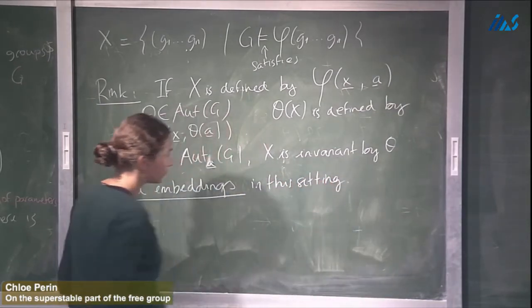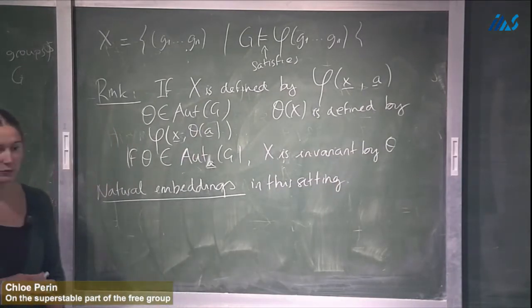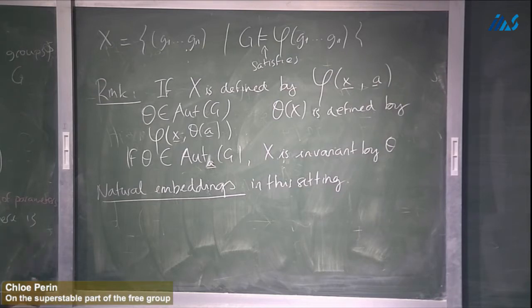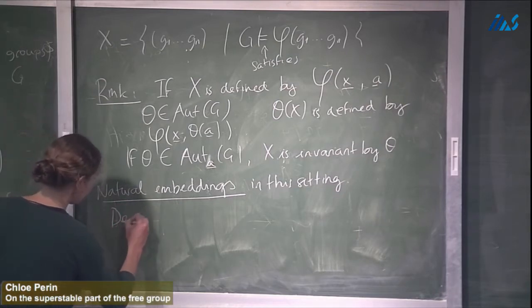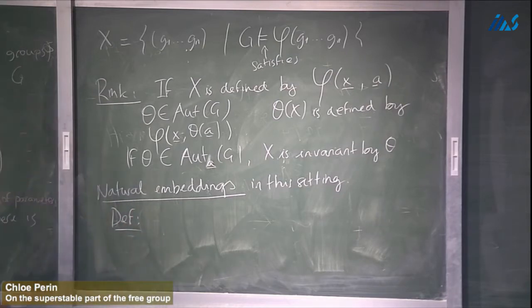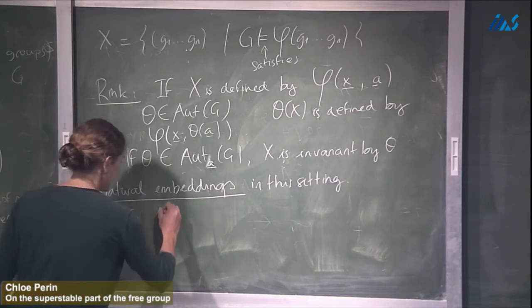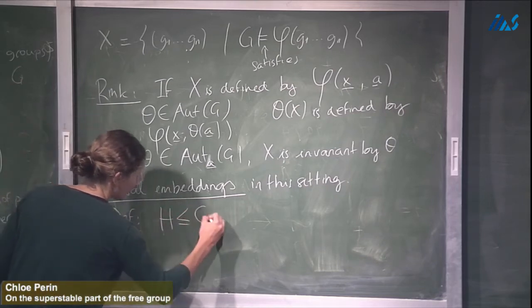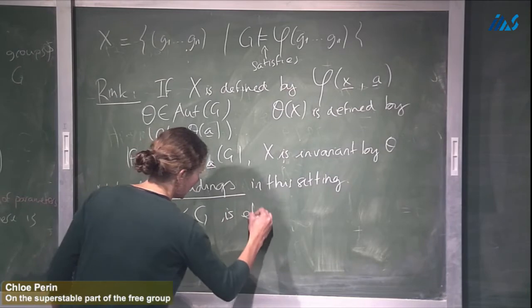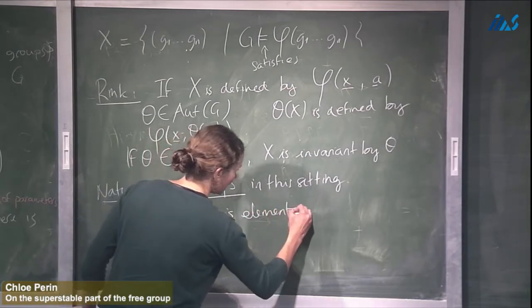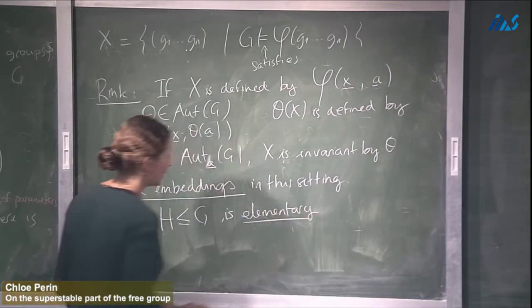Okay, think about it: you want to embed a topological space into another. You want there to be some compatibility between the open sets. So here we want some compatibility between the definable structures. And so you say that a subgroup H of a group G is elementary, or that the embedding is elementary.